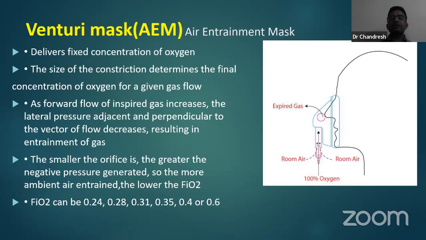So if you think that the Venturi mask has a very small or narrow orifice, it means you might be giving a lower FiO2. This FiO2 can be 0.24, 0.28, 0.31, 35, 40, or 60.